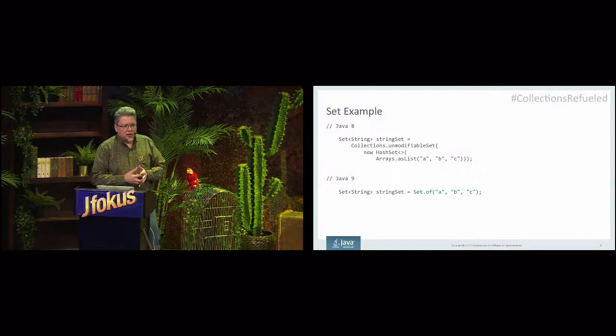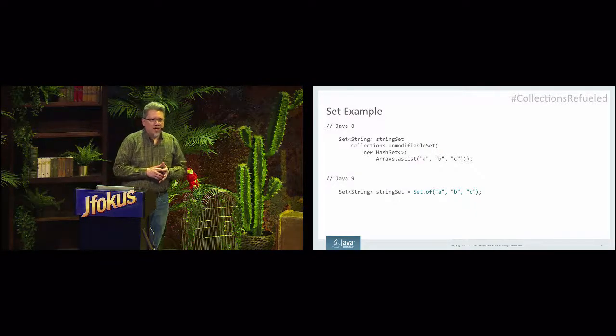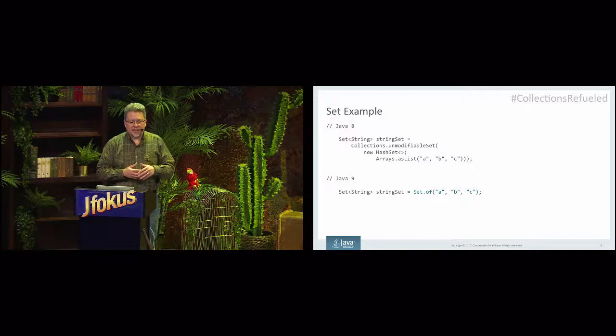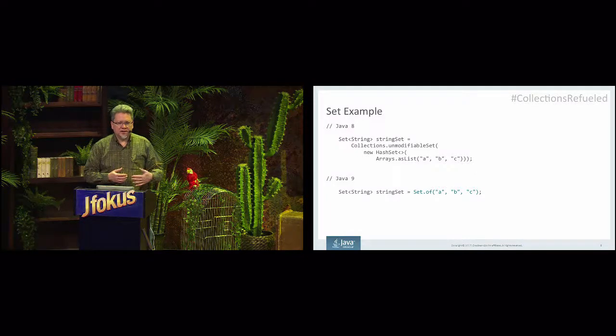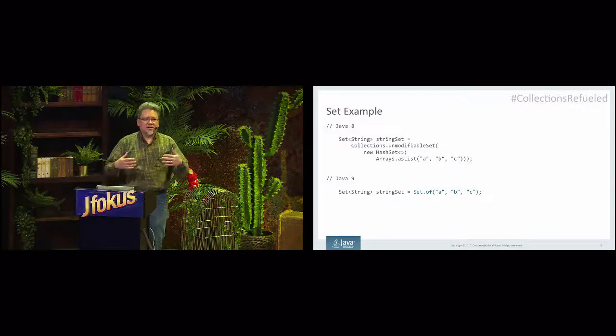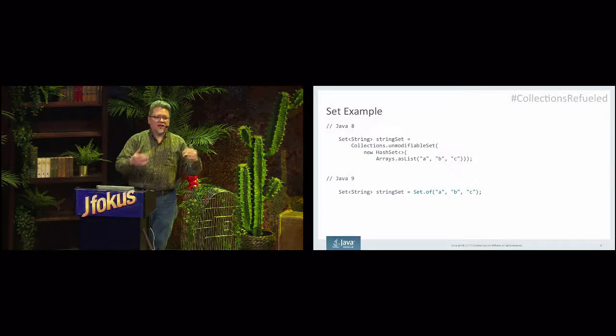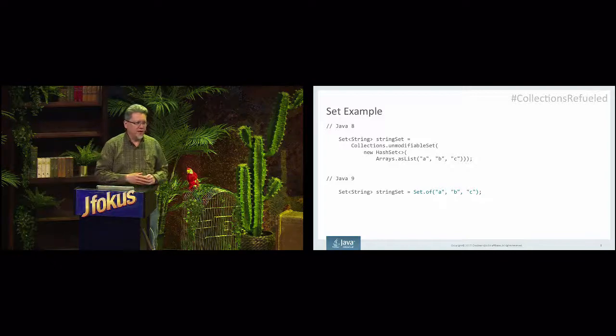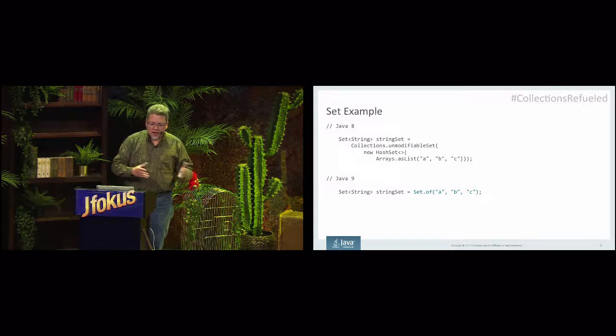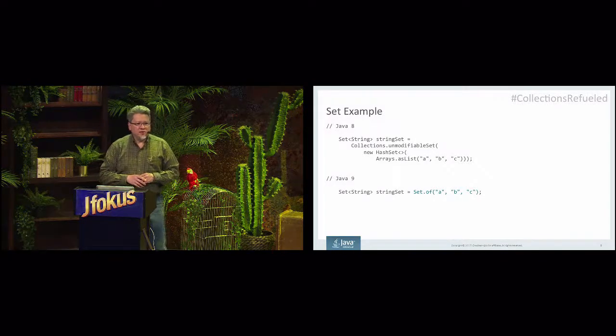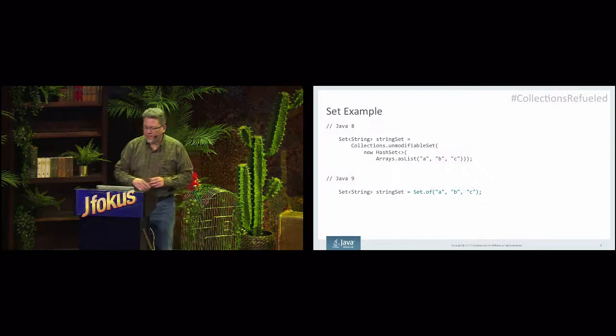All right, a set is pretty similar. The problem is there's no varargs way of creating a set like there is with Arrays.asList. So you use Arrays.asList and then copy it into a set and then wrap that set with an unmodifiable set wrapper and then assign that to the variable. But in Java 9, you can simply say Set.of(a, b, c). So that's pretty nice.